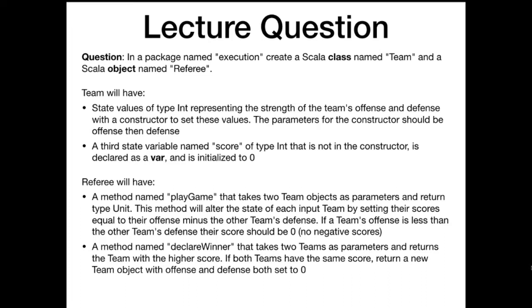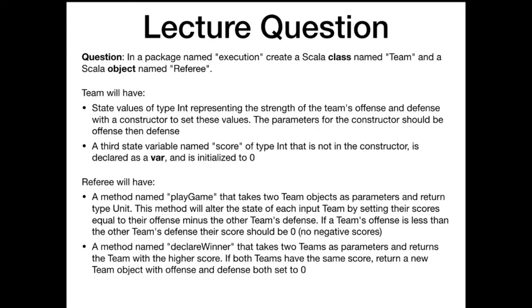So to that end, the lecture question: write a class named team, which is going to store the strength of the offense and strength of the defense for a particular team, and also store its score all in state variables, and then a referee object that can work with these teams and officiate a game is what we're simulating here. So the referee can officiate a game between two teams. It'll take their offense and defense into account and then set their scores equal to their offense minus the opponent's defense, with the exception of they can't have negative scores.